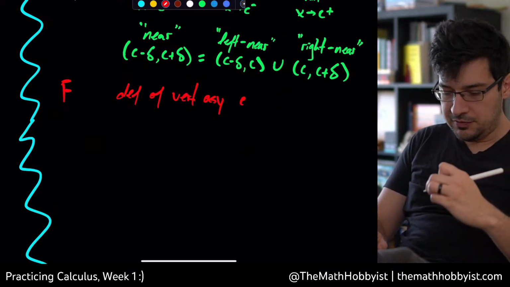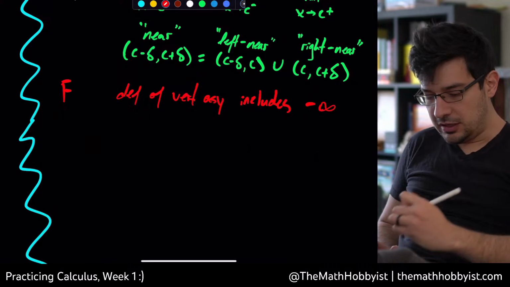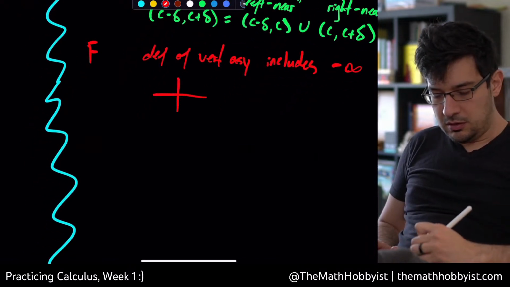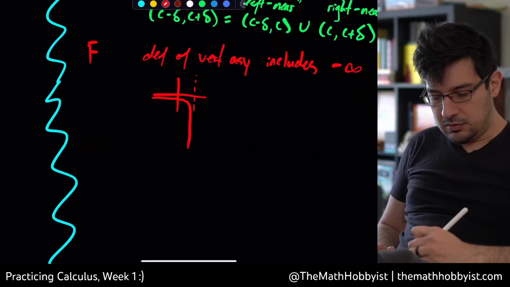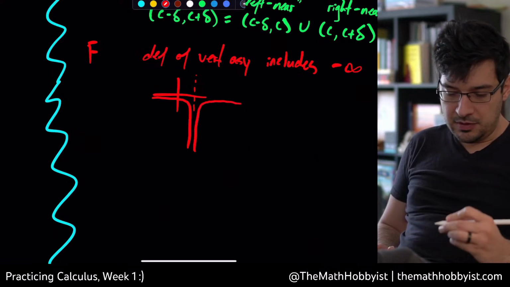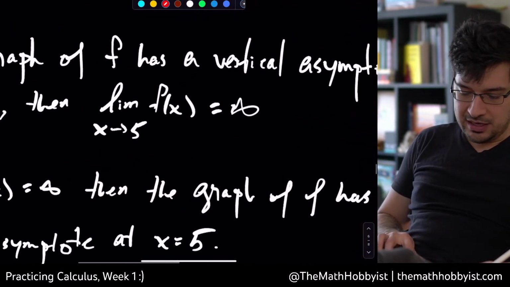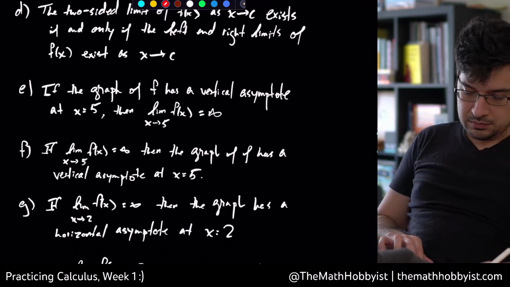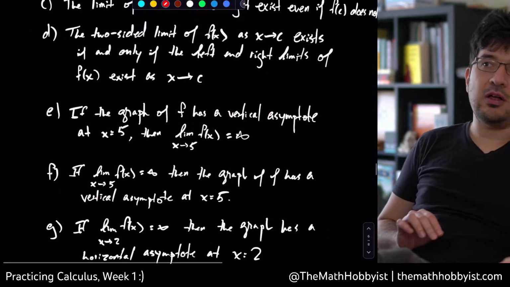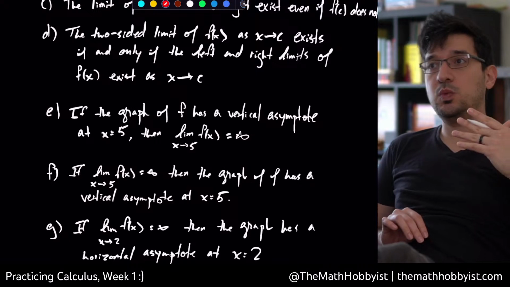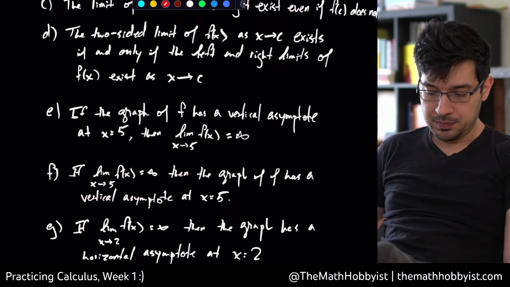Let's see. Definition of the vertical asymptote includes the case negative infinity. So, for example, a function that goes to negative infinity from both sides, whereas this statement only has positive infinity. Right? So if we want to prove something false, all we need to do is give a counterexample. Just one counterexample that it's not true for.